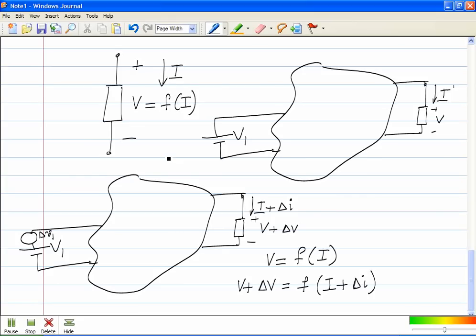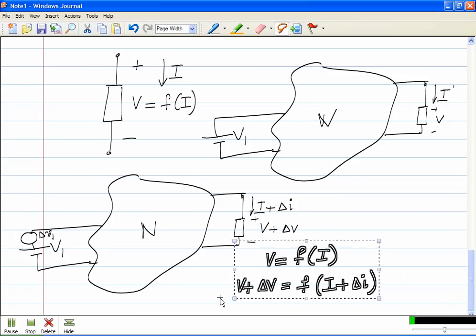Okay. If a current I was flowing, as in the diagram here, in this same network N, then V is f of I. In the second network, the current flowing is I plus delta I, and the voltage across it is V plus delta V. So V plus delta V must be equal to f of I plus delta I. Okay. So now from these two equations, what do you get?